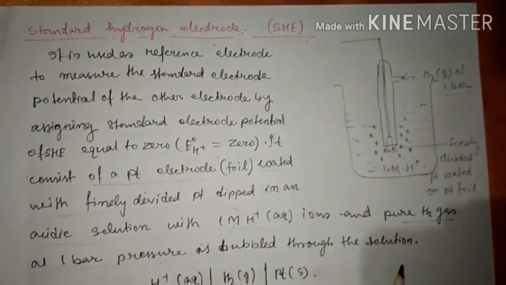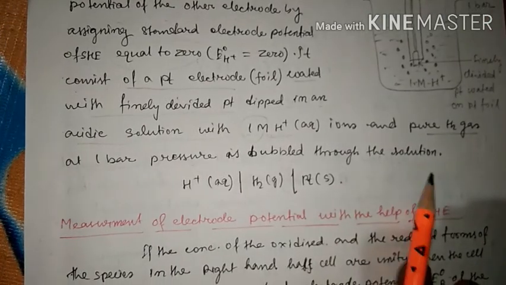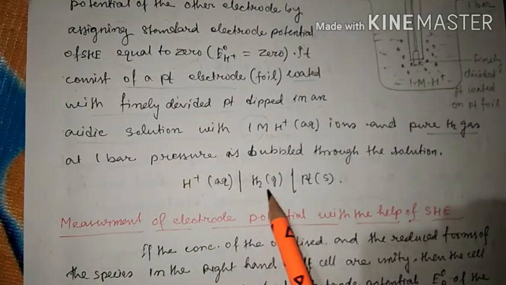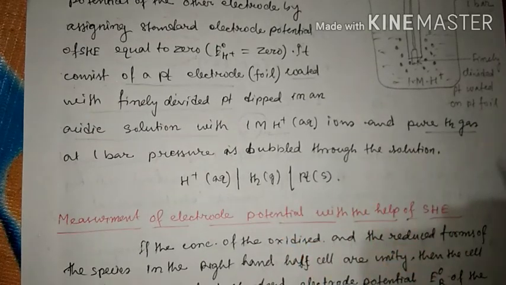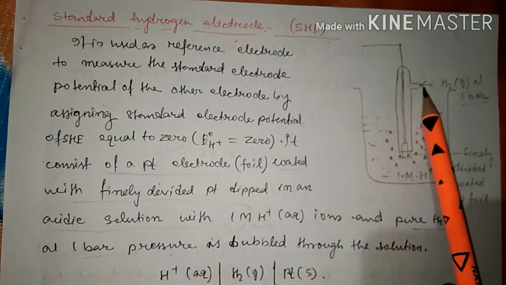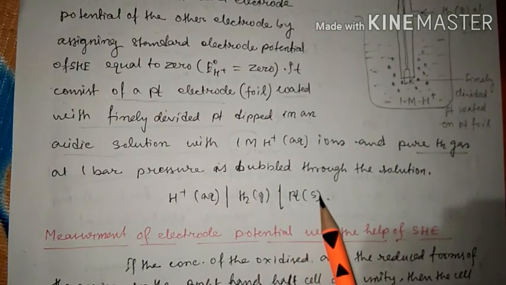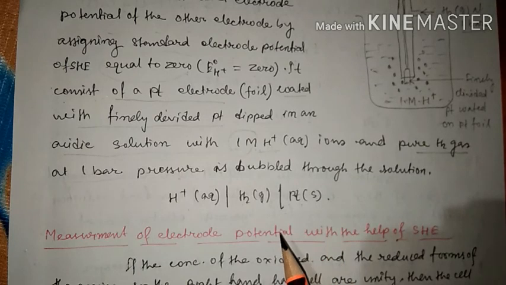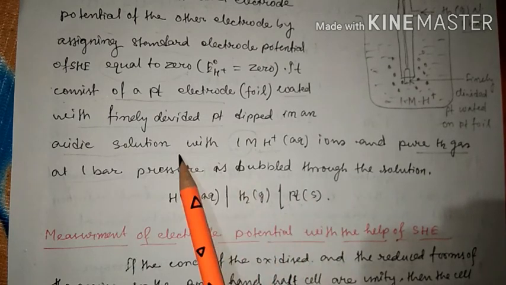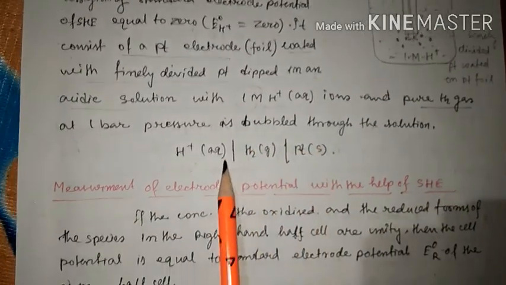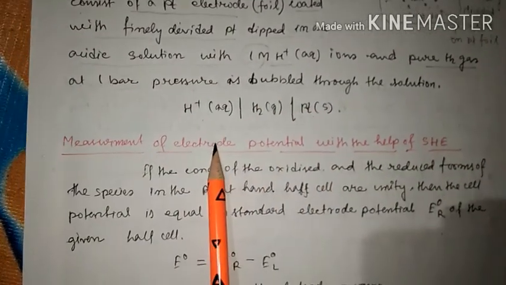Now what is the cell representation? If we see the cell representation, we get H plus aqueous, that means the solution, H2 gas that we are pushing from here, H2 gas, and then the platinum electrode, which is made up of solid platinum. No doubt it is powdered, but it is solid. Next, how do we measure the potential difference with the help of the standard hydrogen electrode?